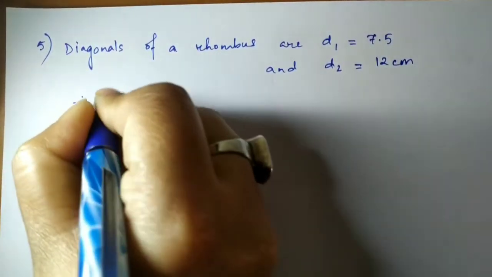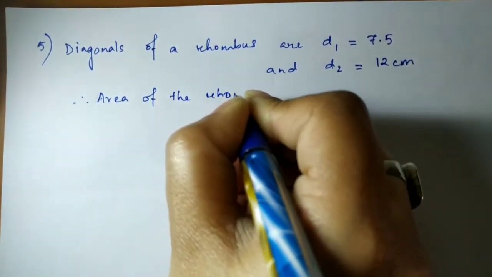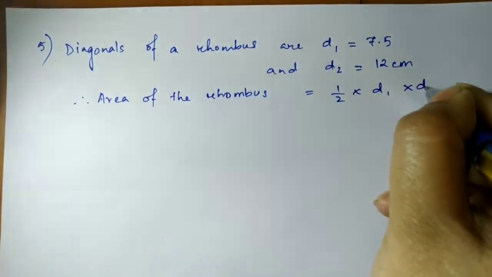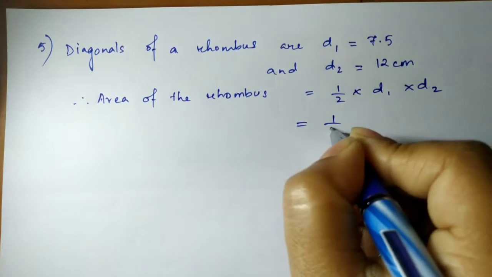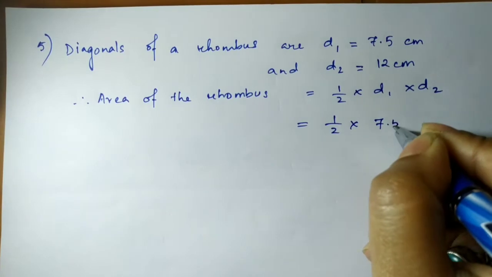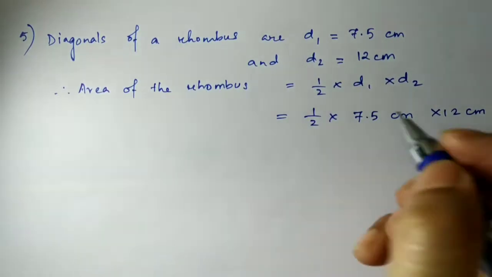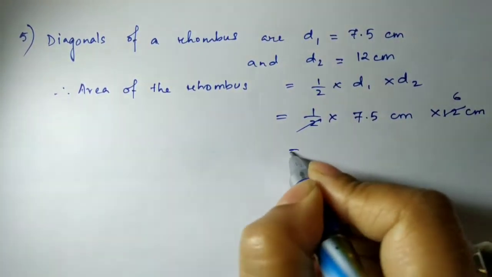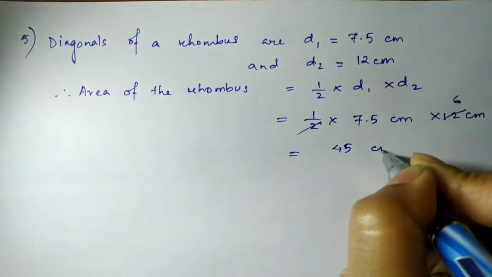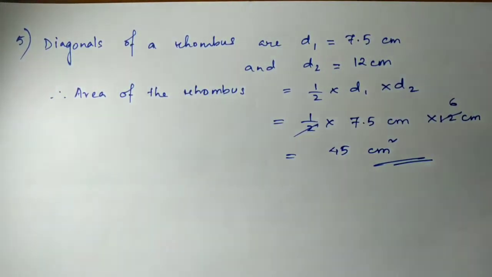So therefore, the area of the rhombus, we have the formula as half into the product of the diagonals, that is D1 into D2. So half into 7.5 centimeter into 12 centimeter. Okay, so let's calculate. 2 6s, so 7.5 into 6 will be equal to 45, and the unit will be centimeter square.